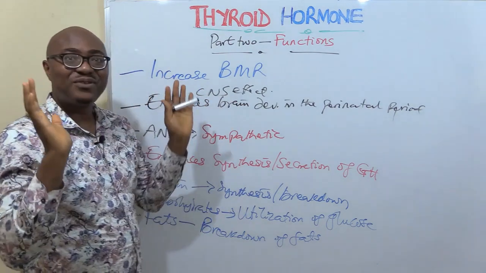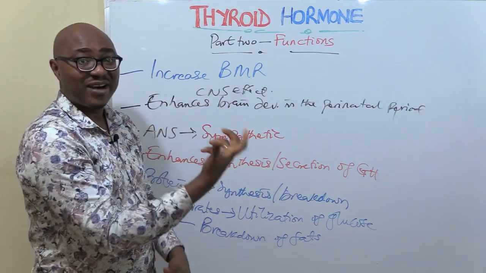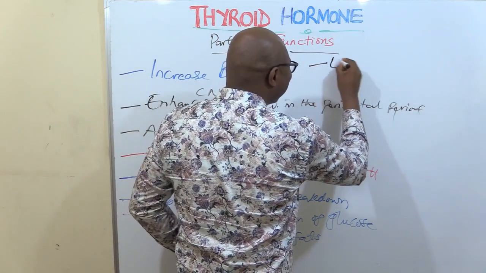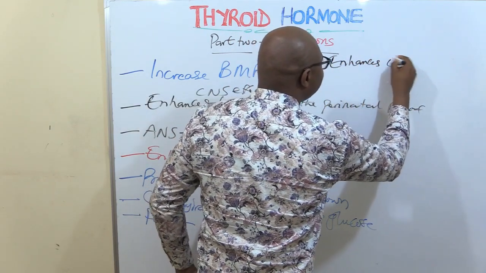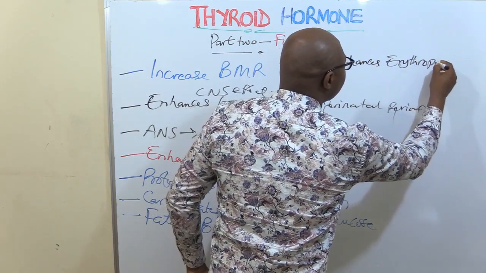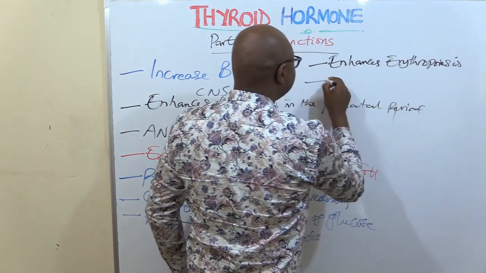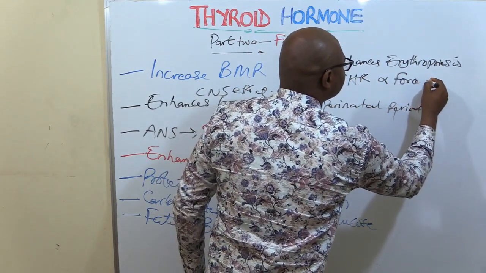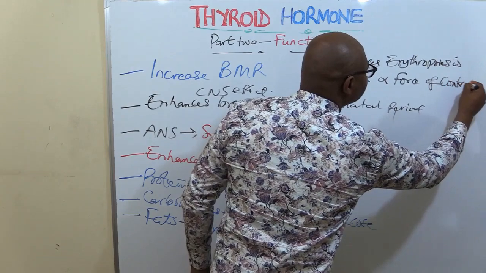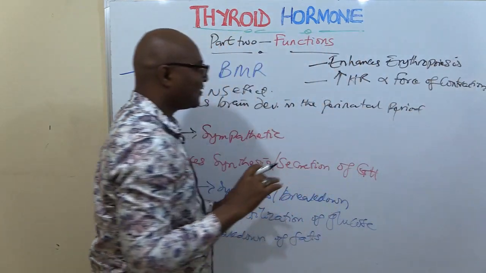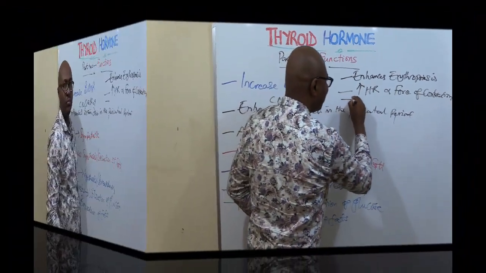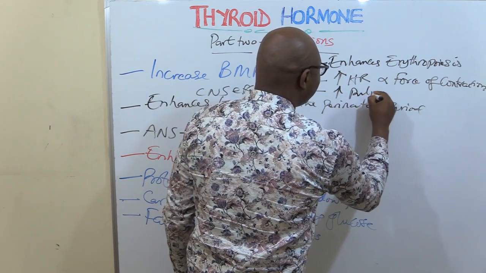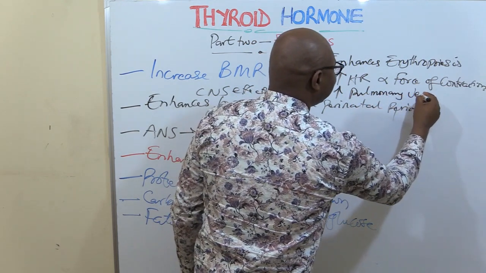Okay? It enhances the production of red blood cells. It's one of those general factors that are required for erythropoiesis. Okay? So here, enhances erythropoiesis. Okay? Increases heart rate and force of contraction. Right? Then also the respiratory, as I've mentioned. It increases pulmonary ventilation.